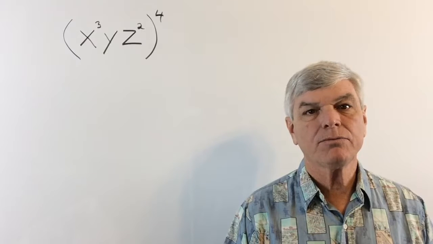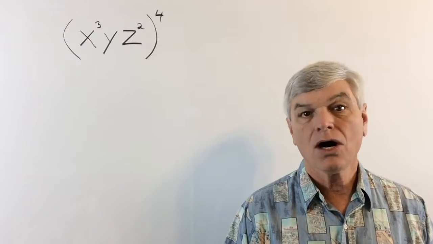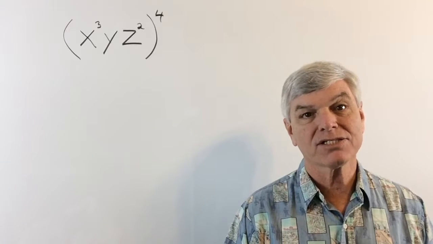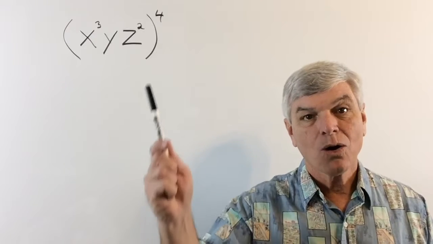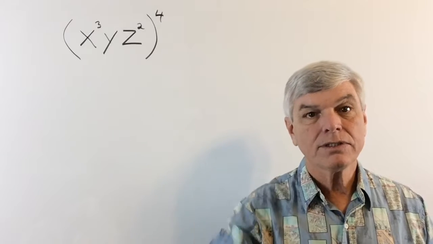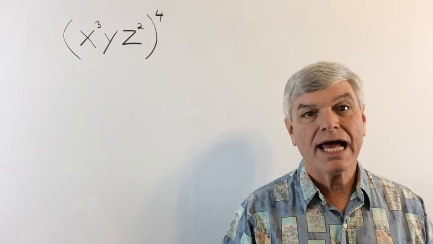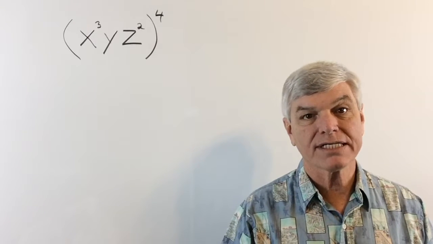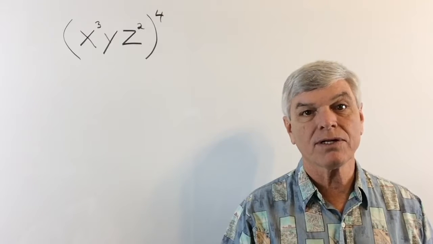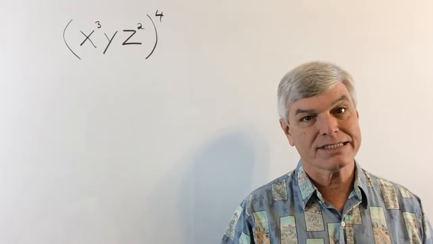Okay, we have x cubed, y, and z squared, and all of that to the power of 4. All of that to the power of 4 because it's all in a parentheses. What does that 4 apply to? It applies to everything inside the parentheses. It is not associated with the variable, it's associated with the parentheses.